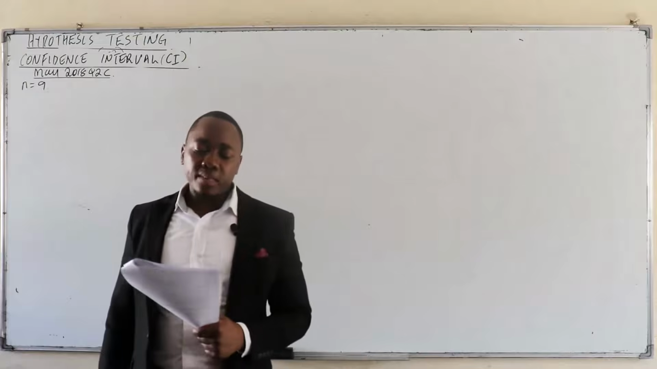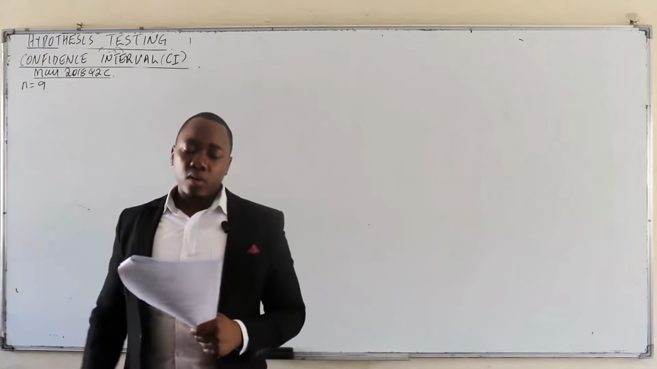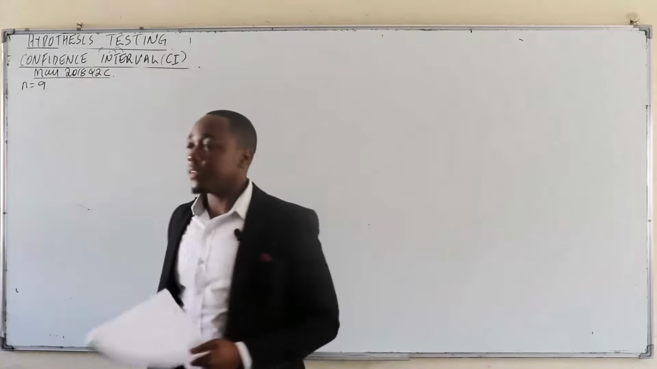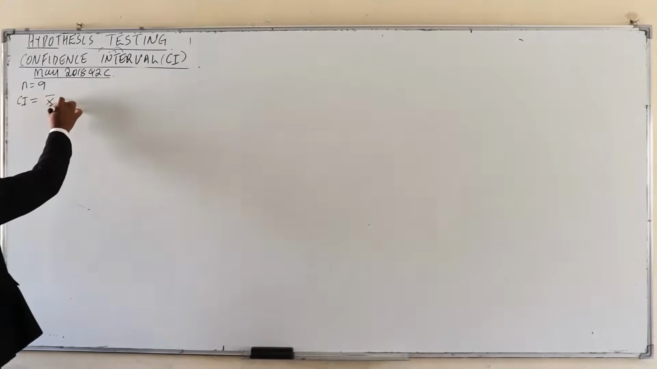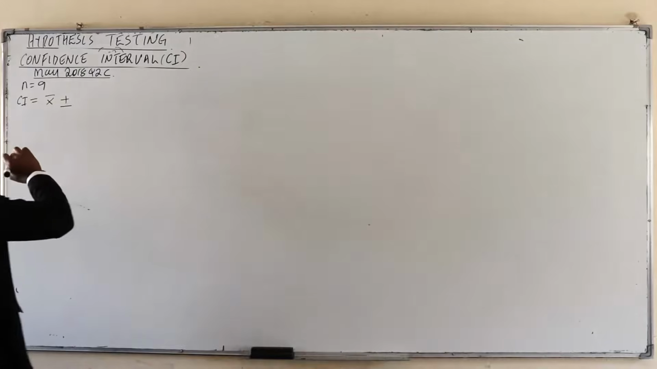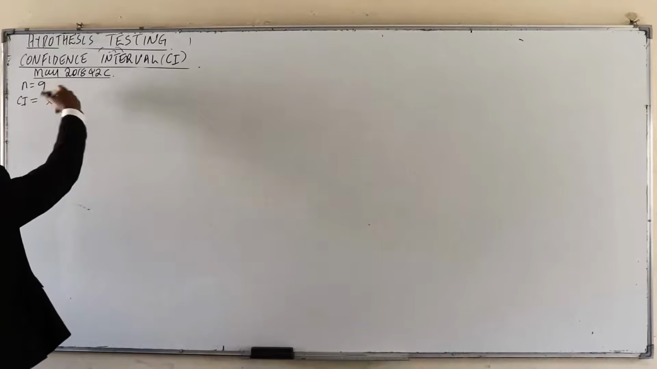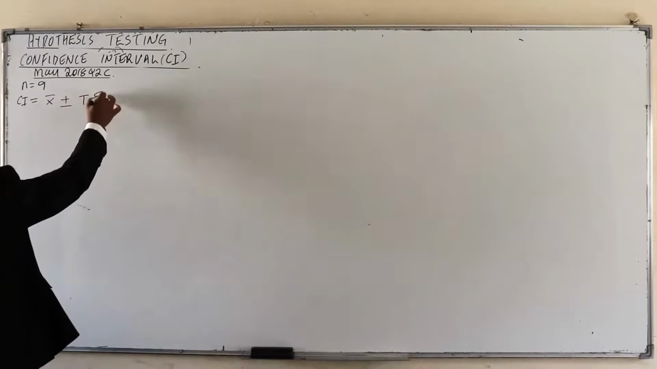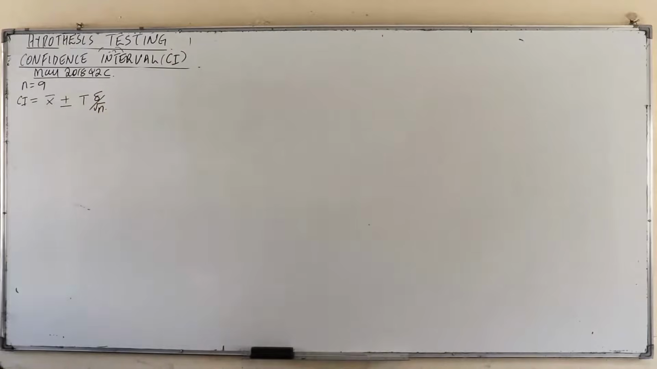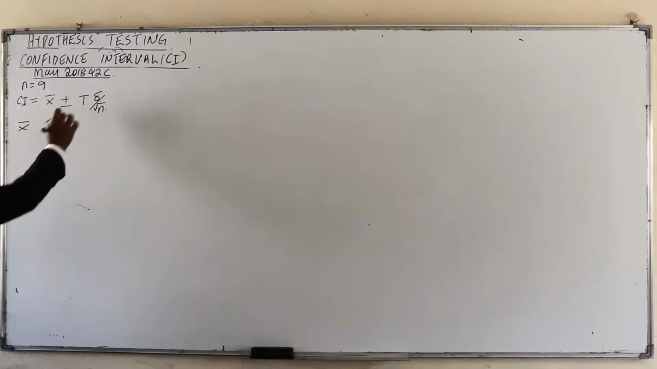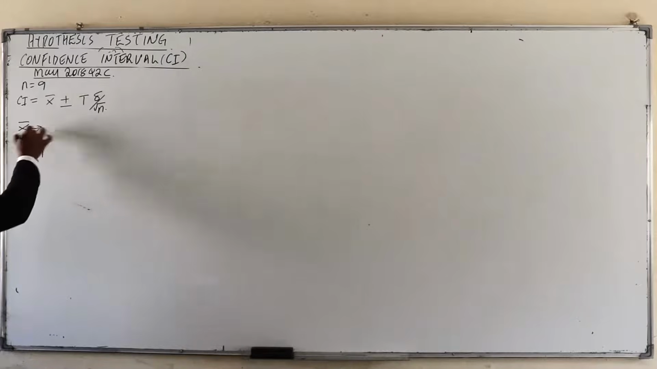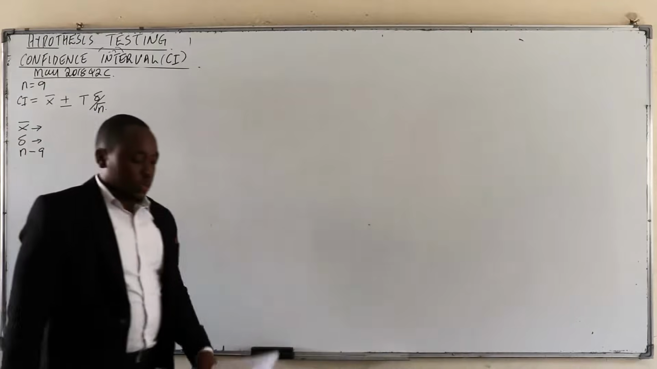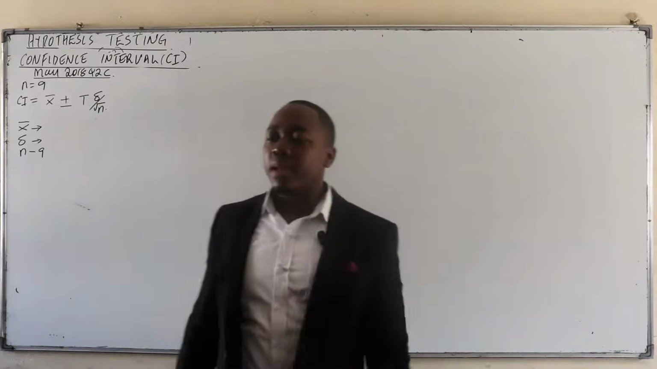A 95% confidence interval of the population mean height of the seedlings. So how do we get the confidence interval? X bar plus or minus. Now in this case, since the sample size is less than 30, we use a t-test: t times standard deviation over square root of n. Now the question is, do we have X bar? That means the mean. Do we have the standard deviation? Do we have the n? N is 9. So how do we get the mean? Mean is the average. So can you add the total heights, then divide by 9.